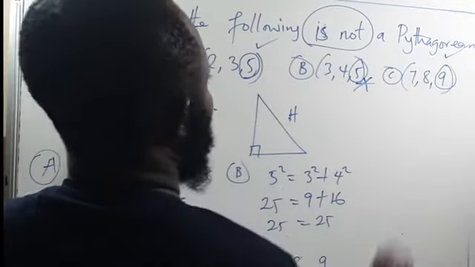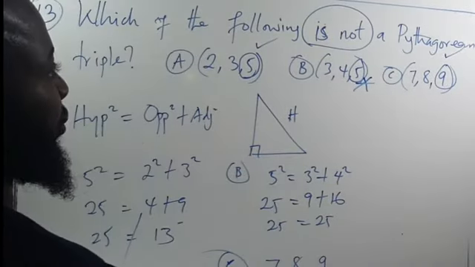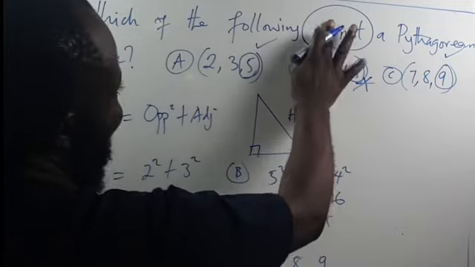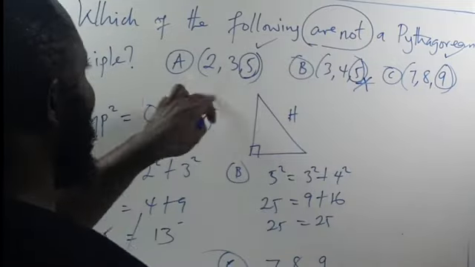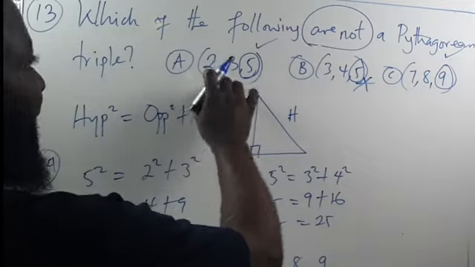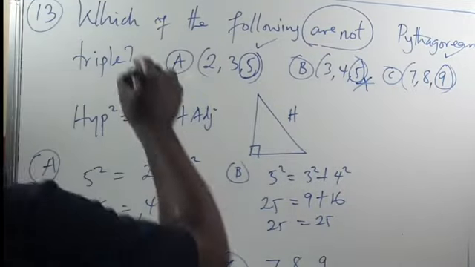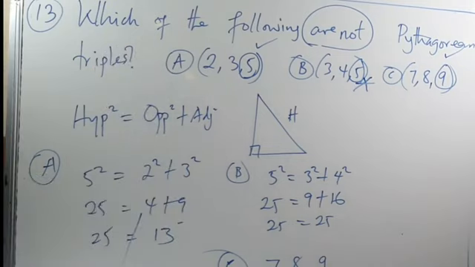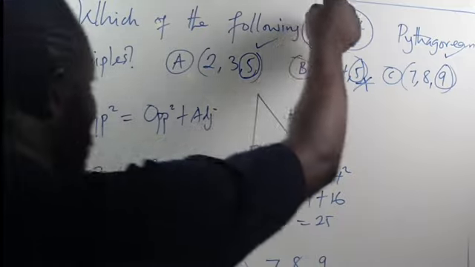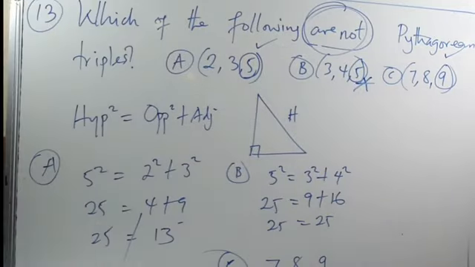So this and this are our answer. Which of these is not? In this case, the question is "are not", because we have two answers here. So this and this are not Pythagorean triples. Hope that is clear now. So that's how you figure out your answer. Just take note of this aspect. Very important.